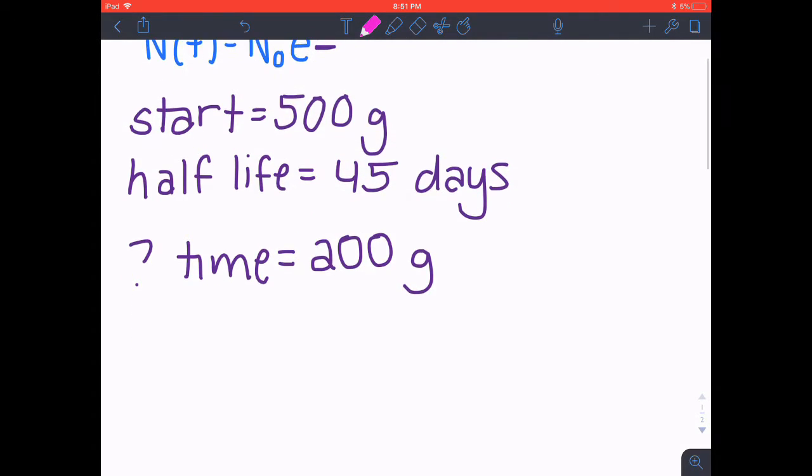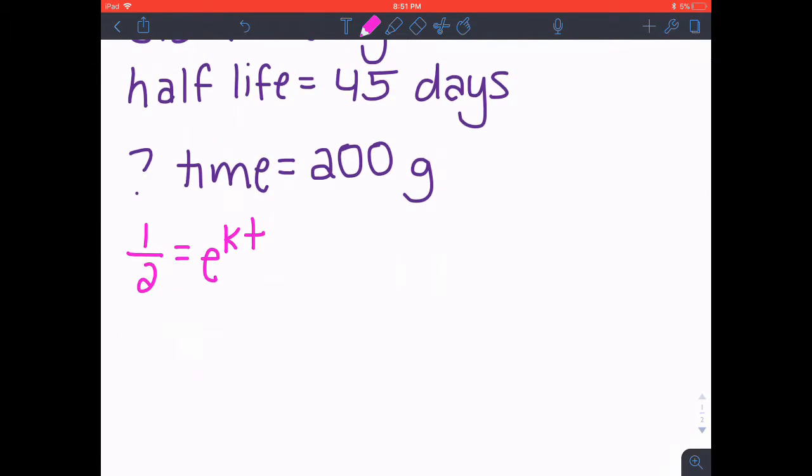Now, the first step in these types of problems is always to set 1/2 equal to e to the kt in the exponent. I will explain exactly how I got this, but knowing that equation is just a shortcut.